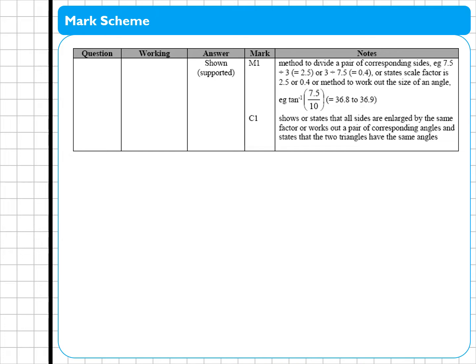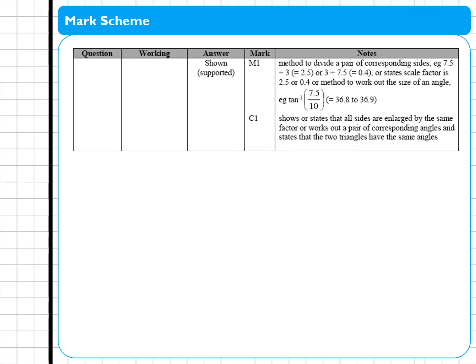Now with that first question, I thought it'd be helpful to share the mark scheme because it is an exam question. You get 1 mark for trying to divide some corresponding sides. Remember in last week's lesson we spoke about using maybe a different coloured pen so it's really clear for you and the examiner which sides you think are corresponding.